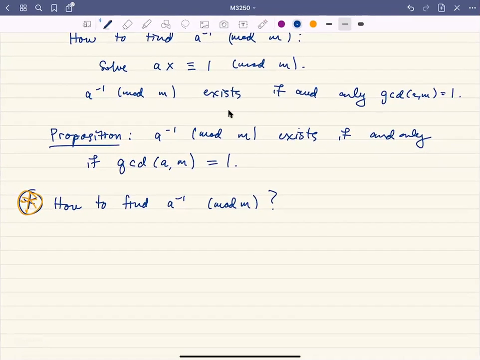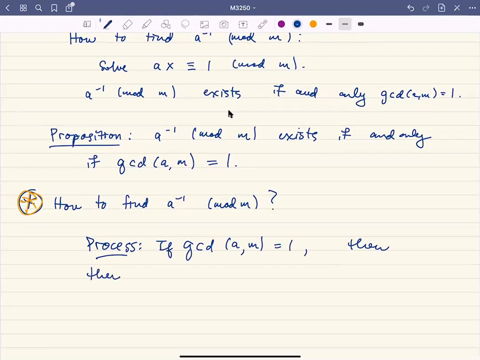So here's going to be our process. If A and M are relatively prime, then we know from Bézout's theorem that there exist Bézout coefficients, integers x and y, where ax plus my is equal to 1.